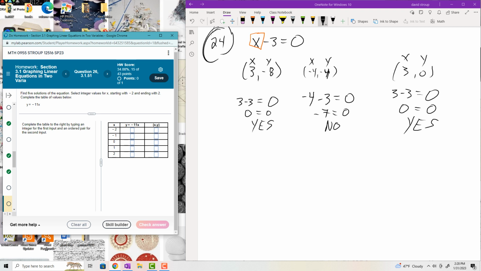So you've got to build a table. Number 26, y equals negative 11x. And you have x, you have this y equals negative 11x. And then they want you to write the ordered pair, x comma y.